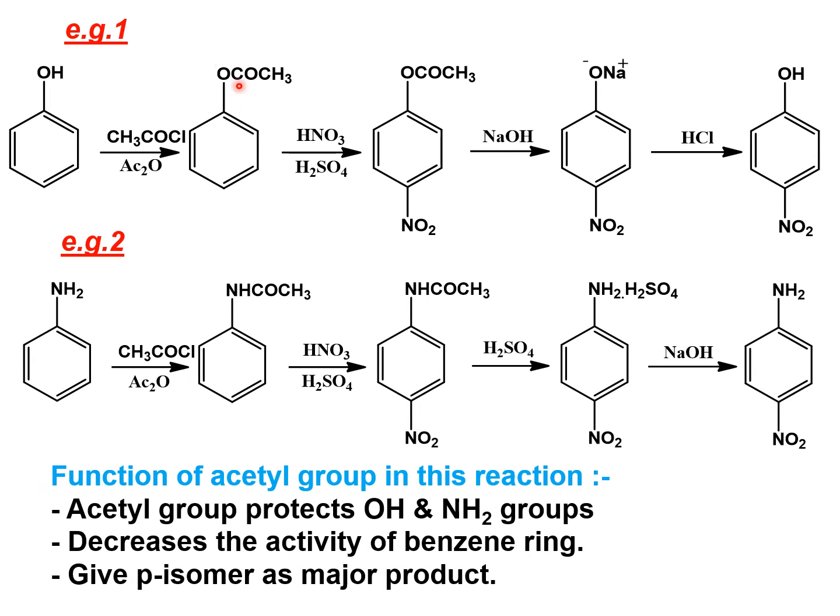We add an acyl group to the hydroxy or to the amino group. This acyl group serves as a protecting agent to the OH and the amino, preventing their oxidation. It decreases the activity of the benzene ring since it produces a second type of resonance in the other direction. And finally, it produces steric hindrance, preventing the production of the ortho product. It gives the para product as a major product.